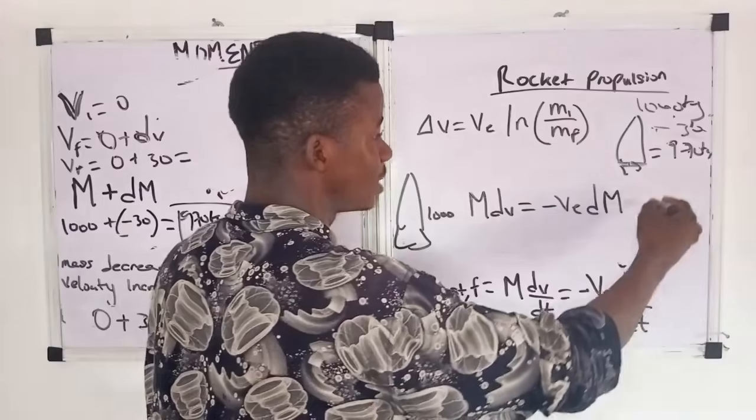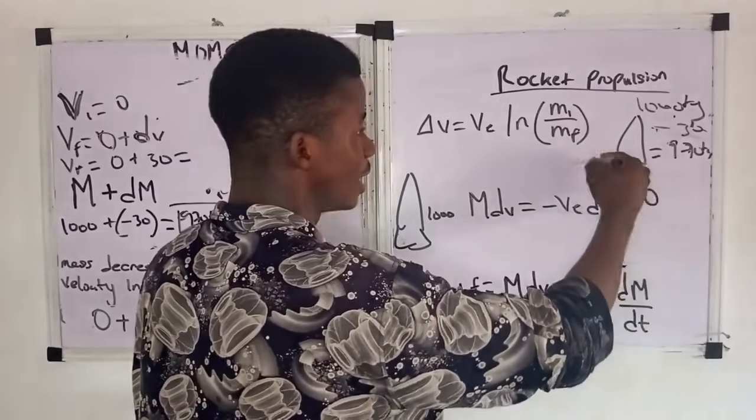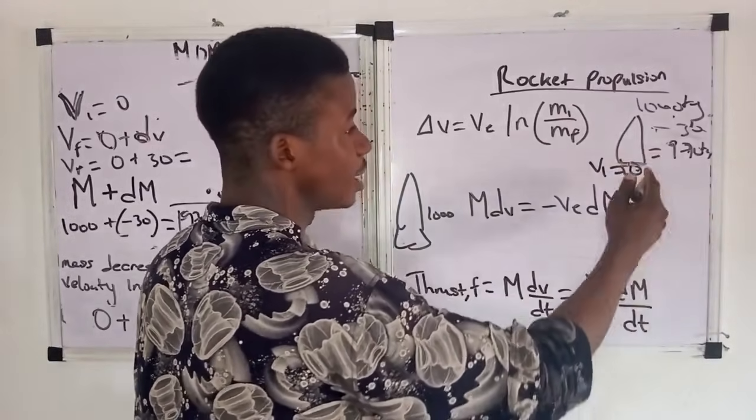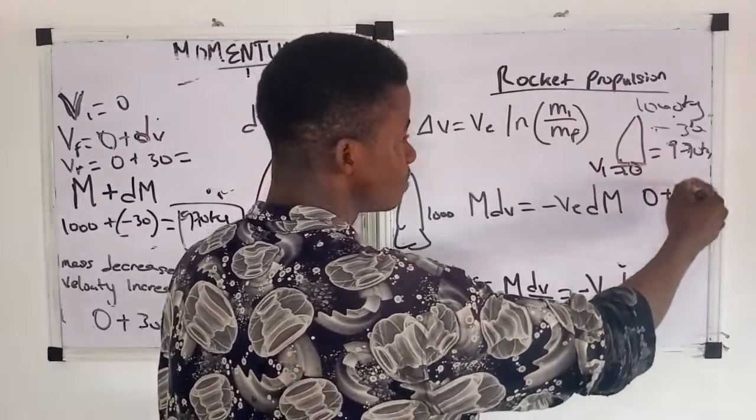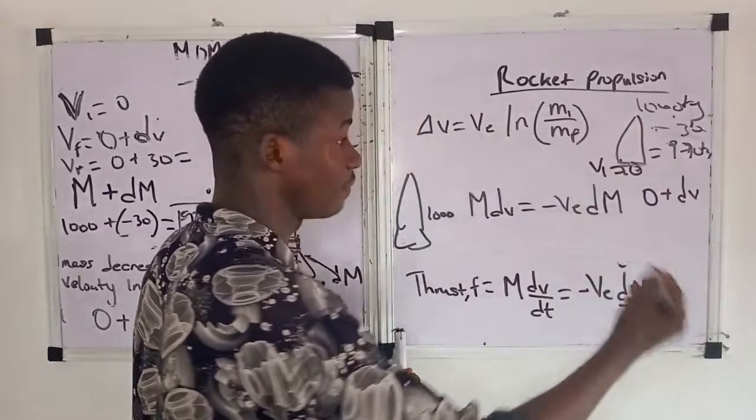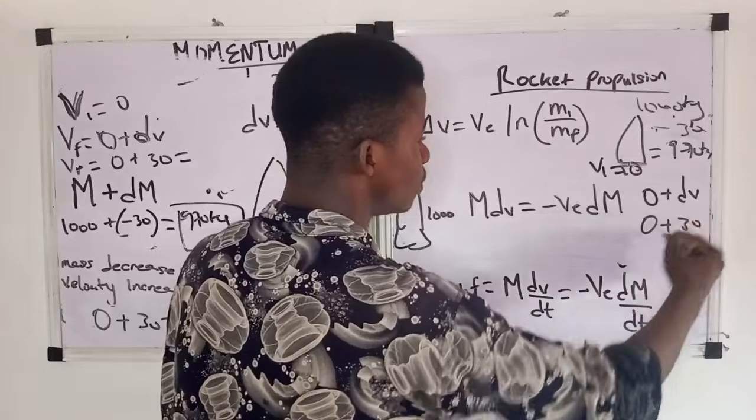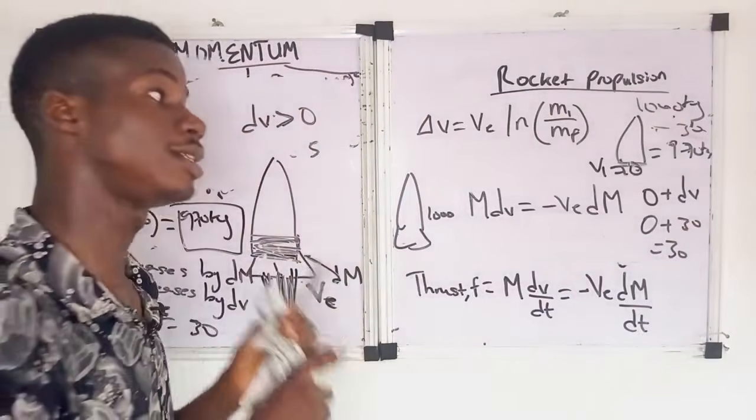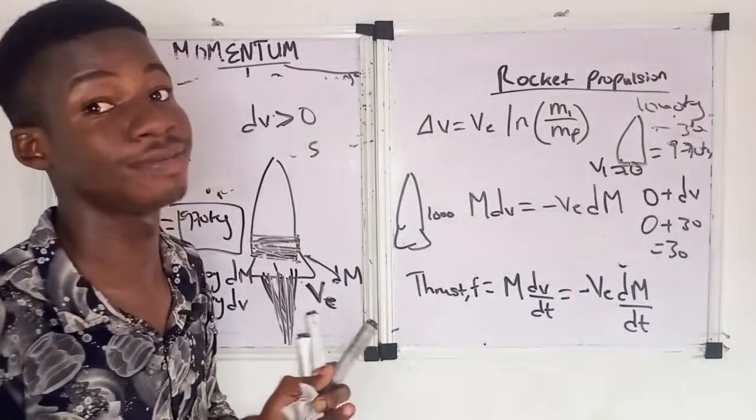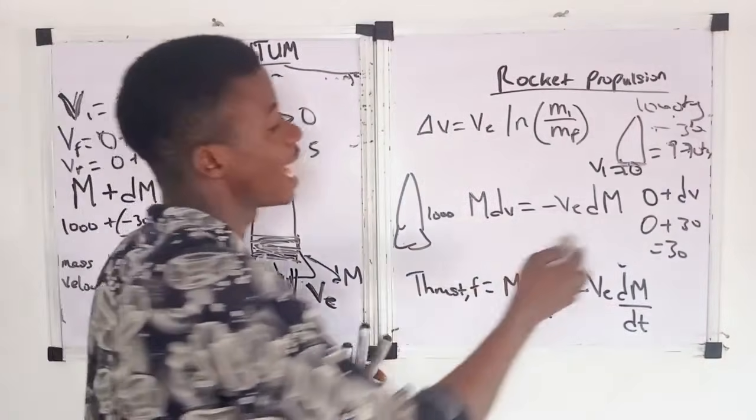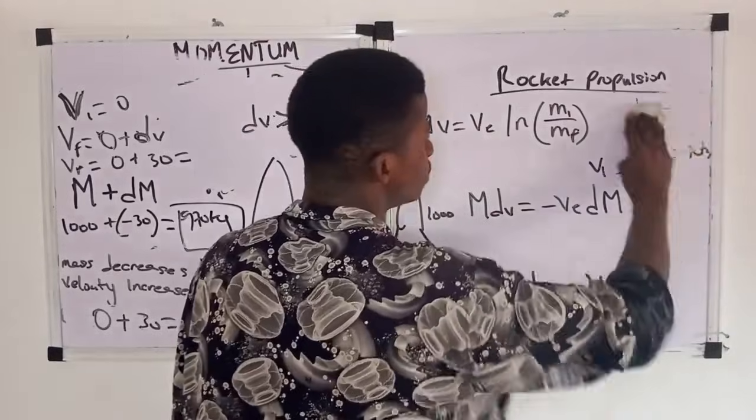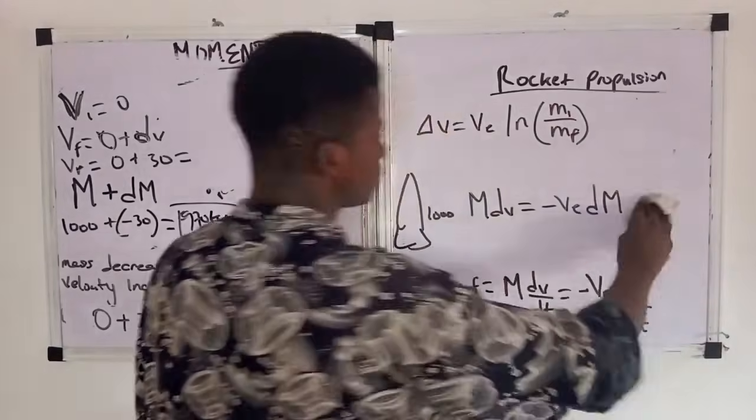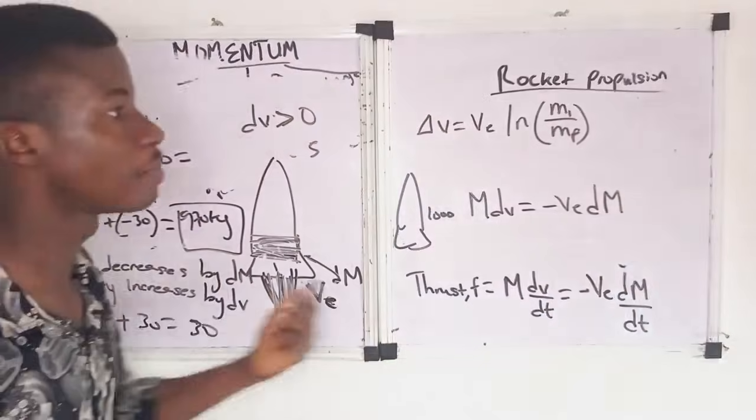Then what about the velocity? Initially, the velocity was zero, right? Yeah, v1 is zero initially, right? So as we launch the rocket, the velocity will increase by what? dv, and dv is a positive value. So 0 plus, let's say, 30 will give us 30 meters per second. So velocity increases by dv, while mass decreases by dm. So that is just it. That is all about rocket propulsion.